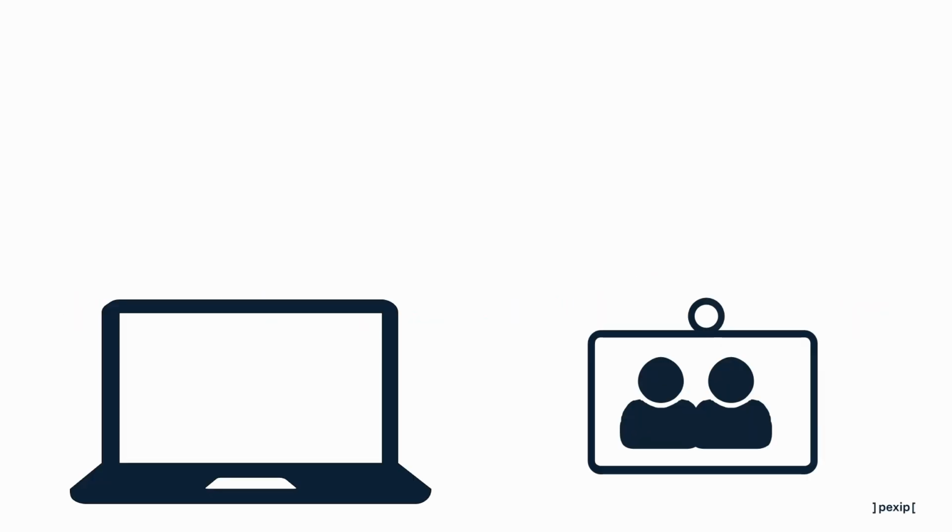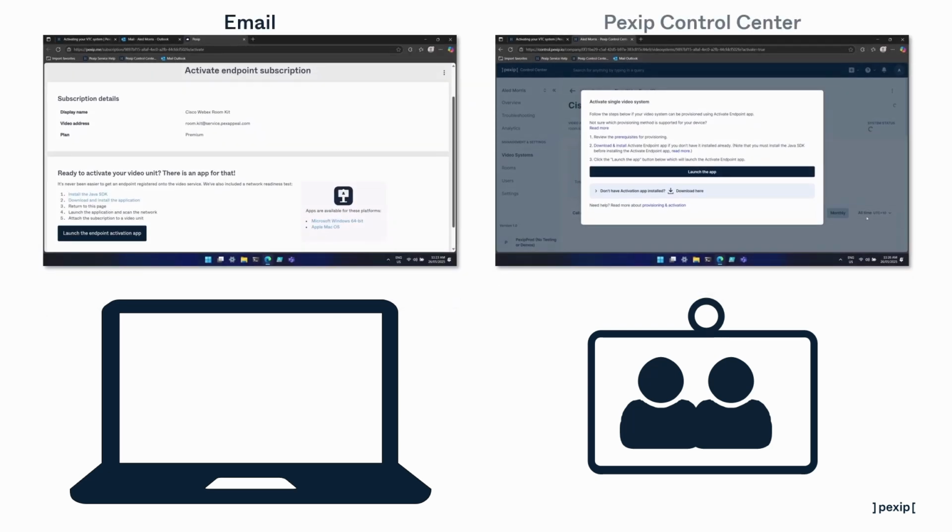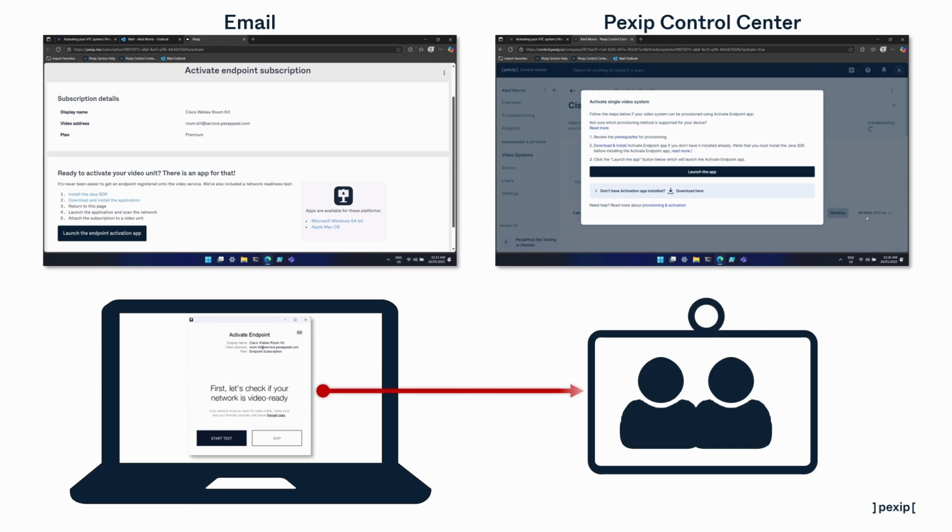Endpoints which need to be added to the Pexip service for registration and calling may have the option of being provisioned automatically using the Activate Endpoint app. The Activate Endpoint app is used with a unique activation URL, which can be obtained via an activation email, or for those who have admin access, from the Pexip Control Center. On clicking on the activation URL, the Activate Endpoint app is launched on the user's machine to assist with configuring the endpoint for use with the Pexip service.